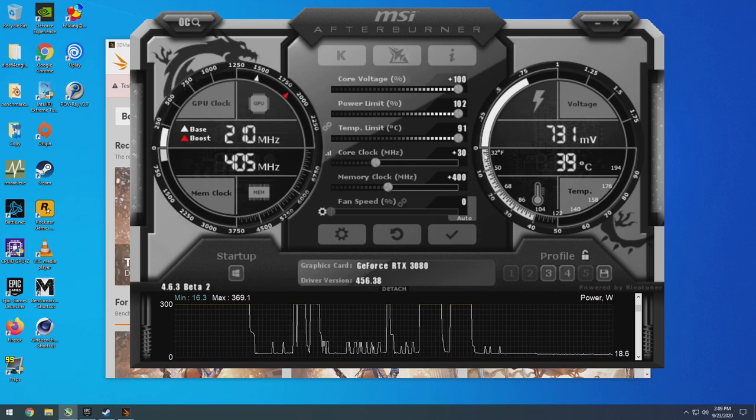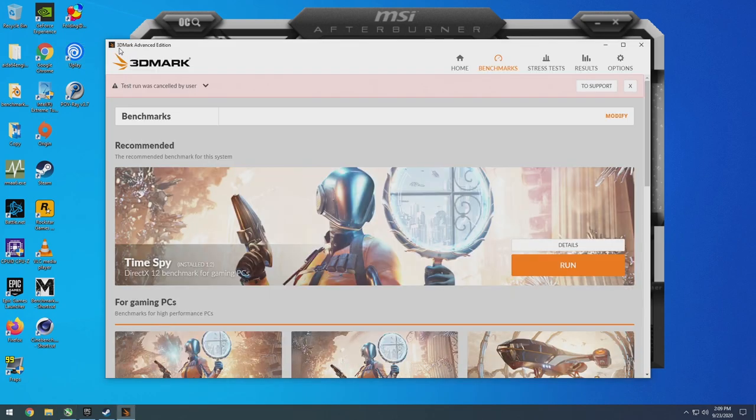So I'm going to do this. I'm going to do plus 30 on the core. I'm going to do plus 400 on the memory. And then we're going to run it through and see what our score is afterwards.